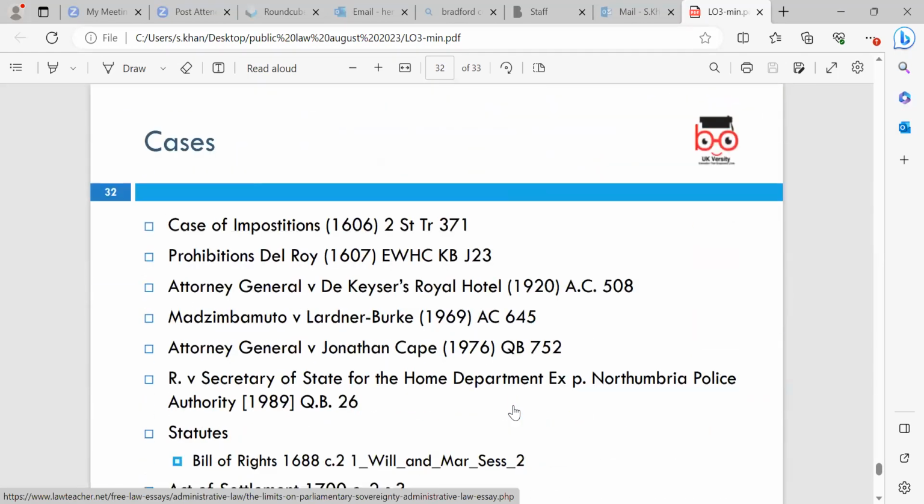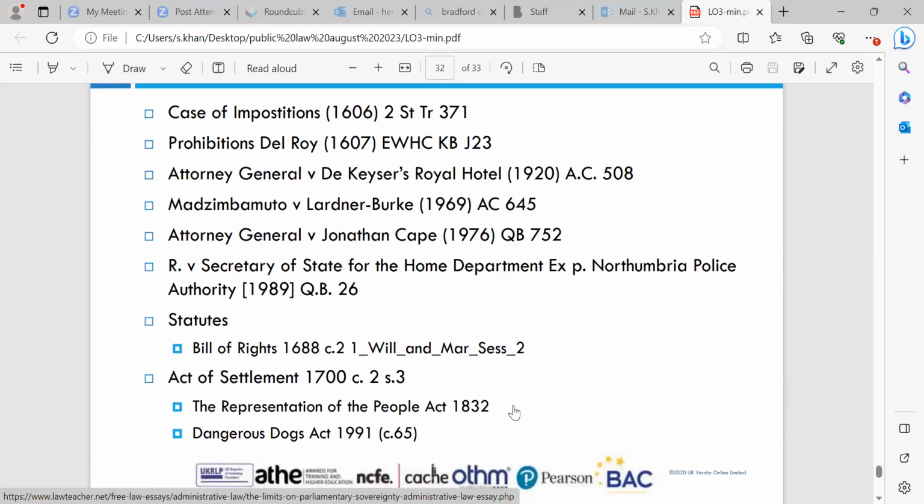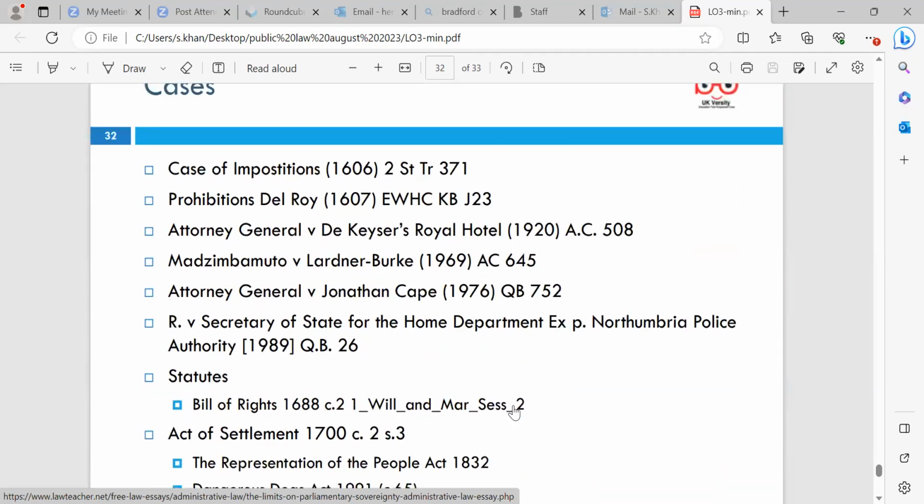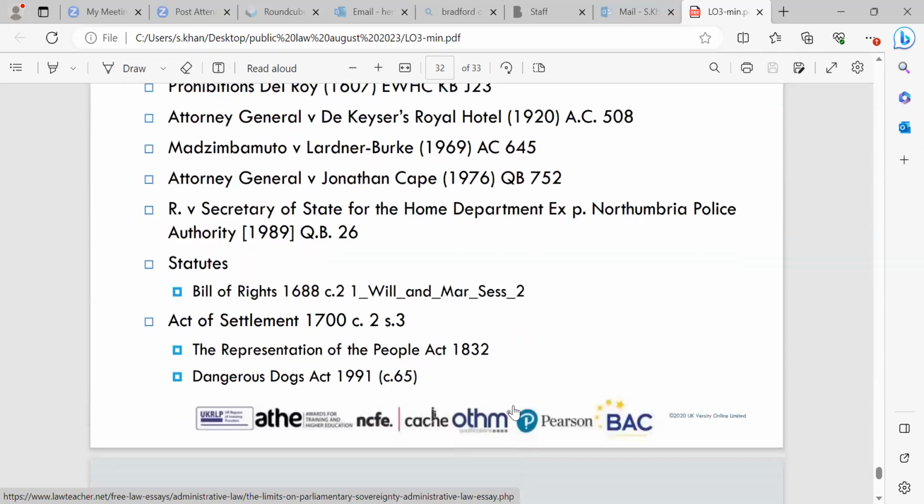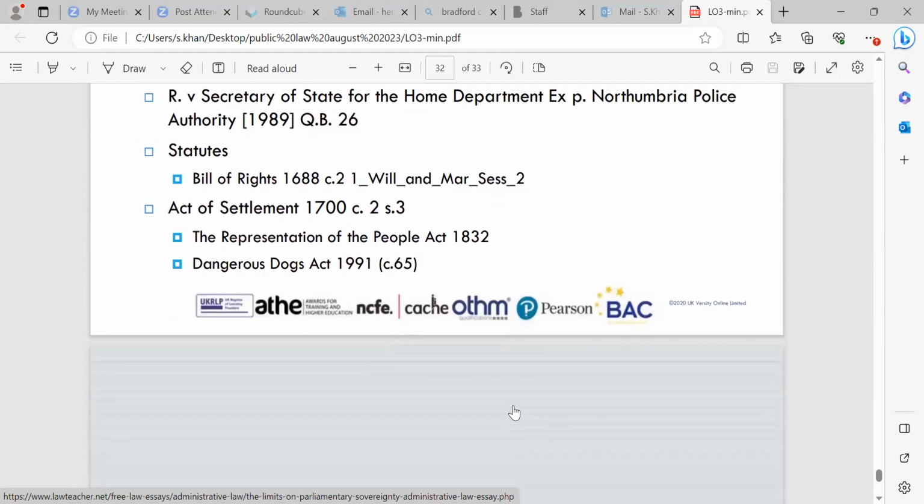The cases we've looked at in regards to this, which you can look at on Moodle for additional information: Case of Impositions 1606, Prohibitions Del Roy 1607, Attorney General v De Keyser's Royal Hotel 1920, Madzimbamuto v Lardner-Burke, 1969, which was the case to do with conventions. Attorney General v Jonathan Cape, again another case to do with conventions, 1976. R v Secretary of State for the Home Department ex parte Northumbria Police Authority, 1989. Statutes we looked at were the Bill of Rights 1688, Act of Settlement 1700, the Representation of the People Act 1832, and the Dangerous Dogs Act 1991.